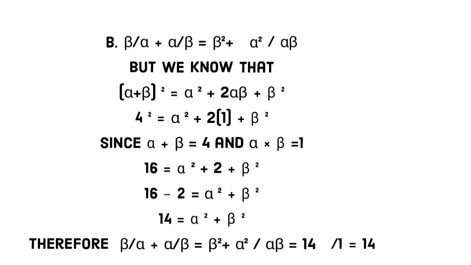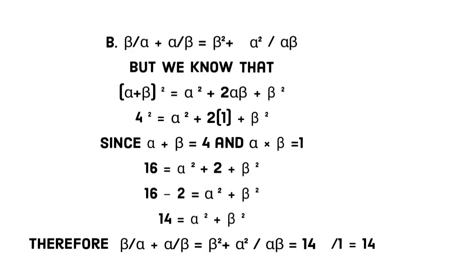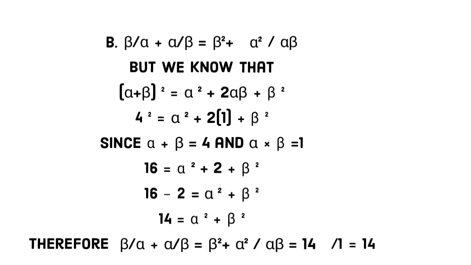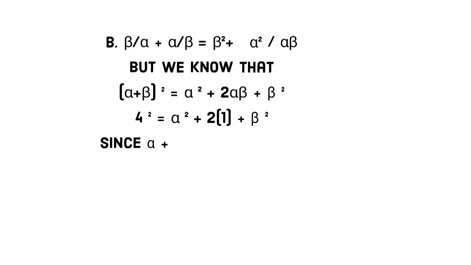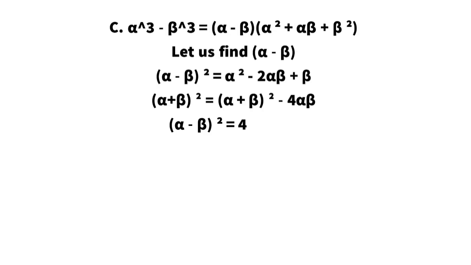16 minus 2 equals alpha square plus beta square. 14 equals alpha square plus beta square. Therefore, beta over alpha plus alpha over beta equals 14. Therefore, multiple choice B is false. Now let us work multiple choice C.